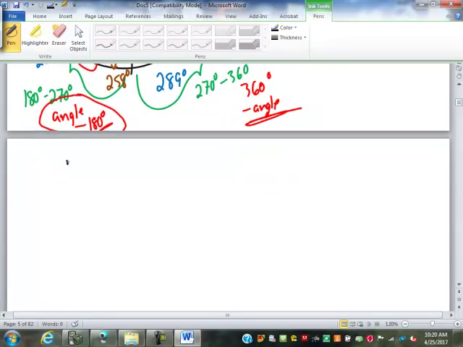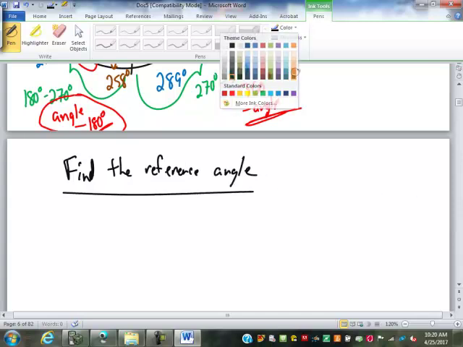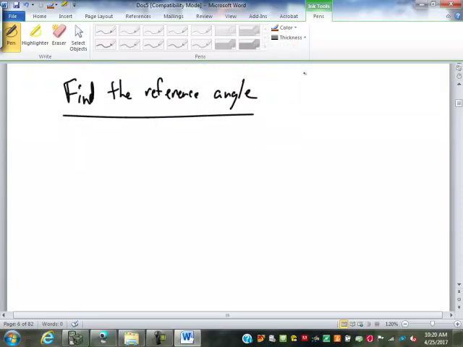So if I ask you to find the reference angle for problem number 1, 248 degrees. Tell me what to do.